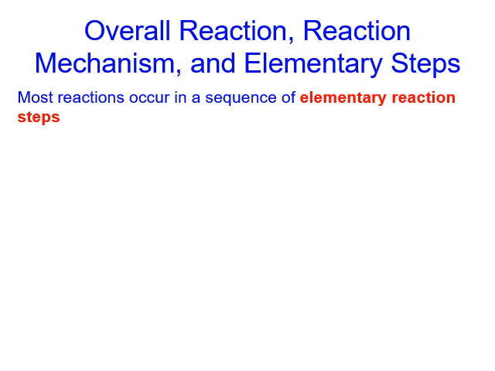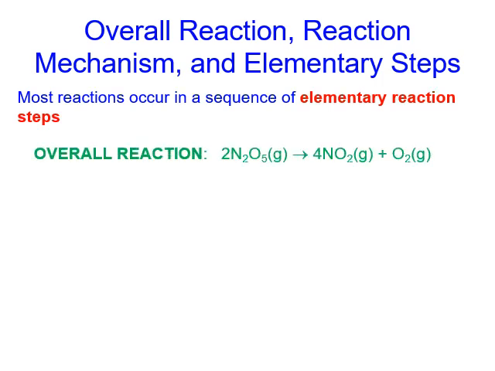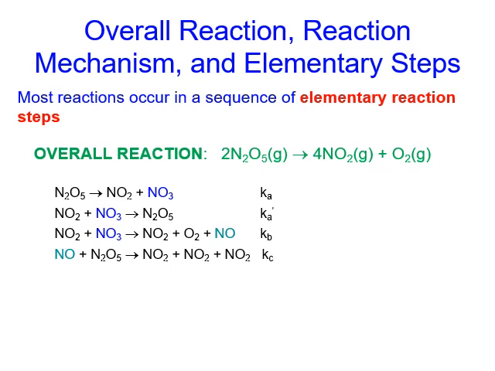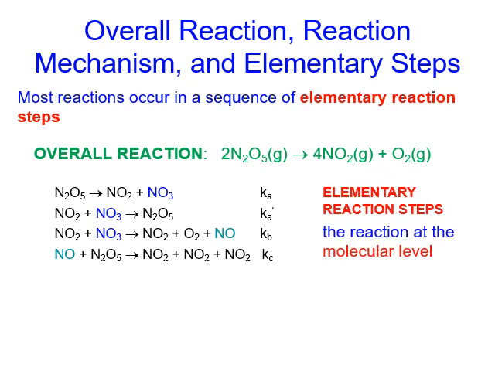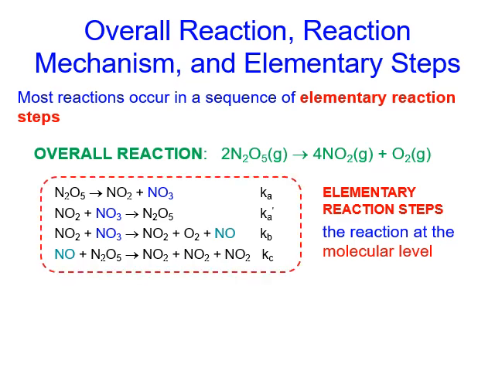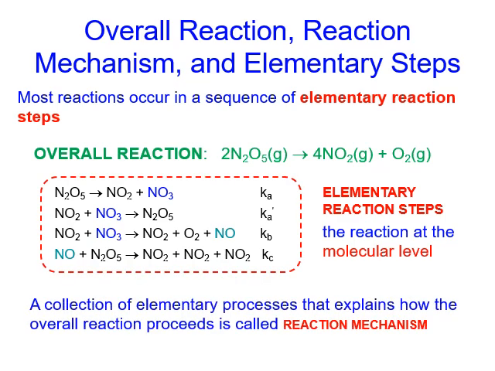Most reactions occur in a sequence of elementary reaction steps. A balanced reaction or overall reaction only tells you what the reactant and the product are. It does not tell you what happens at the molecular level. At the molecular level, the reactants may undergo many steps until they form product, and these steps are called elementary reaction steps. A collection of elementary steps that explains how the overall reaction proceeds is called a reaction mechanism.